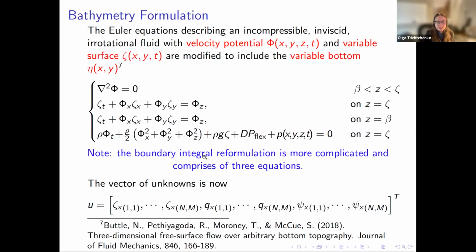And in fact, we're still making sure that it makes sense for the different types of bathymetry that you can do to the bottom topography. And really the vector of unknowns is going to be made up of three different sets of terms. So the variable surface, the velocity potential at the top, velocity potential at the bottom.